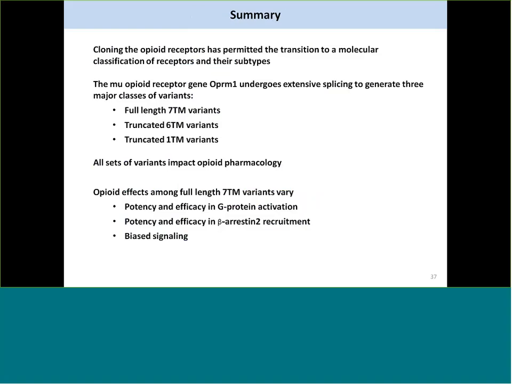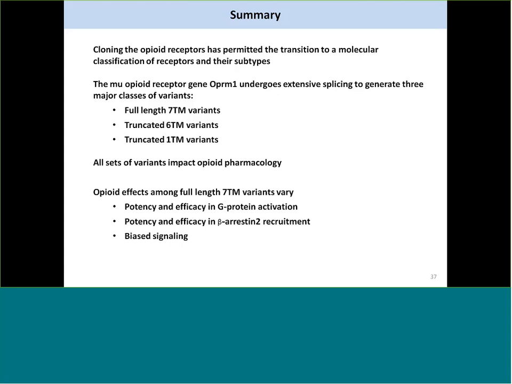So in summary, I've presented an awful lot of material. I've shown you that the mu-opioid receptor undergoes extensive splicing. It generates 3 general classes of variants: 7 TMs, which are full length, 6 TMs, and single TMs. I'd point out that other GPCRs have very different structures. There are many that have 2 transmembrane domain receptors. There are others that have 4, 3, and 5.